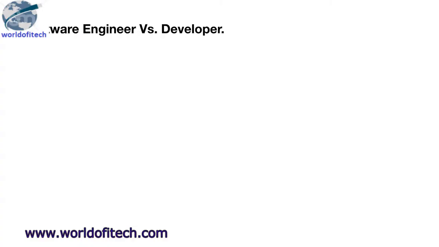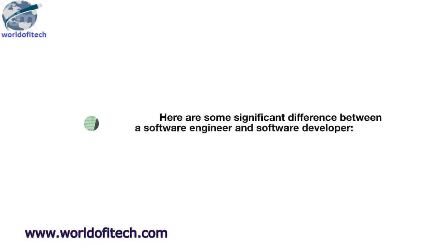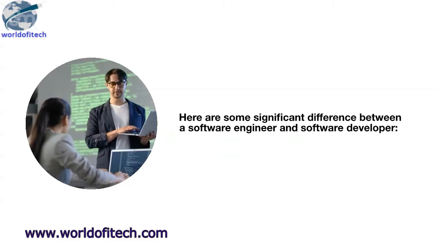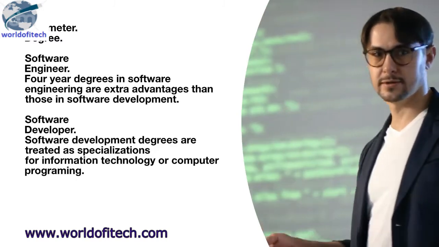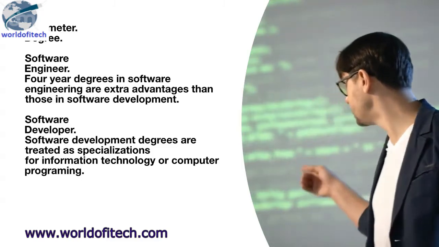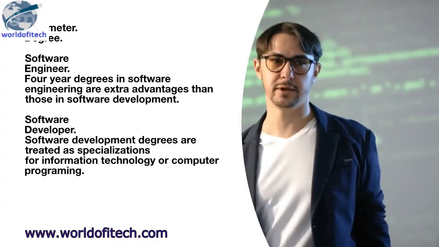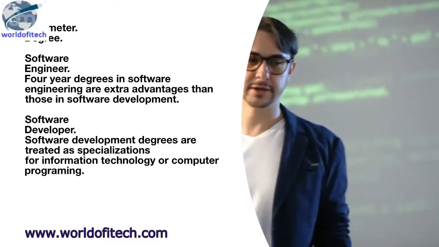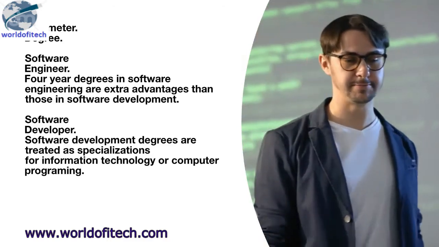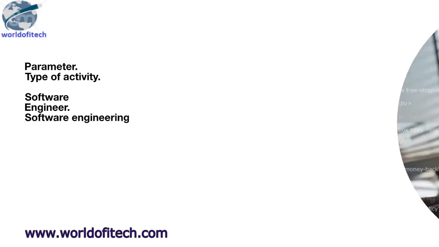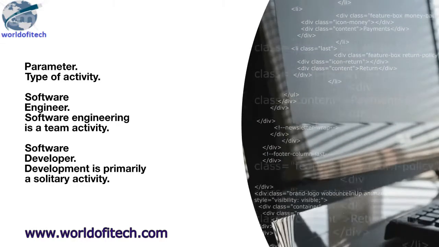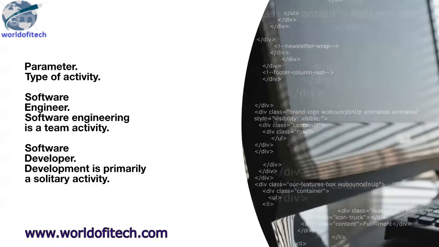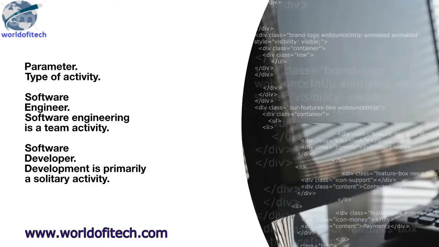Software engineer versus developer. Here are some significant differences between a software engineer and a software developer. Parameter: degree. Software engineer: 4-year degrees in software engineering are extra advantages than those in software development. Software developer: software development degrees are treated as specializations for information technology or computer programming. Parameter: type of activity. Software engineer: software engineering is a team activity. Software developer: development is primarily a solitary activity.